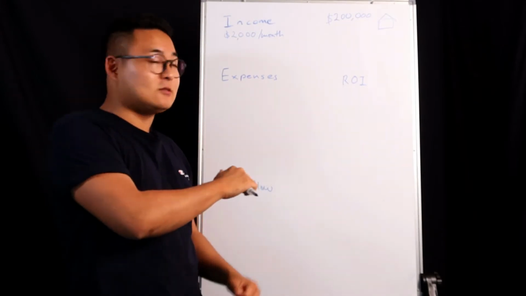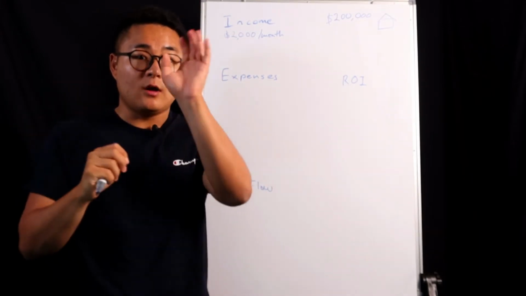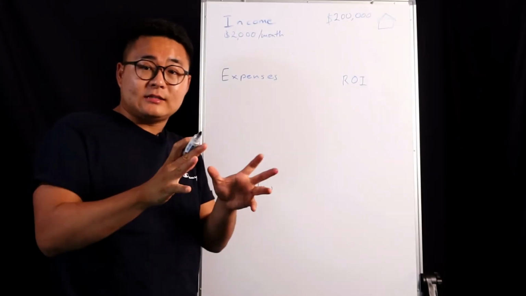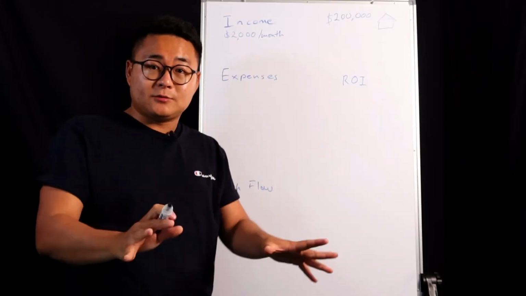But for the sake of today's exercise, this is the money that you're going to receive on your rental property. So $2,000 a month is what you're collecting. And let's say there was no other income on top of that. Now let's move on to expenses.